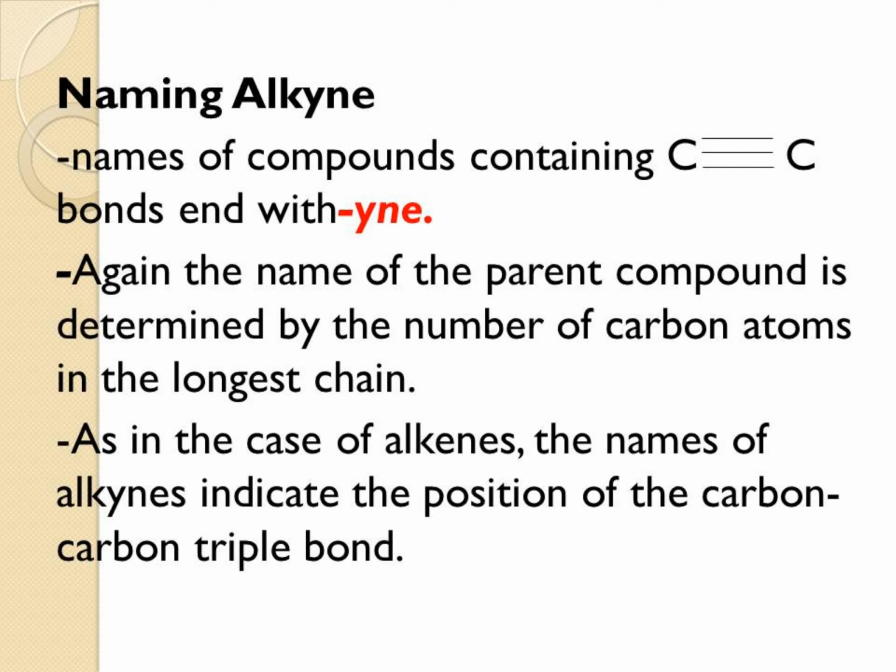So, naming alkynes. Names of compounds containing carbon-to-carbon triple bonds end with -yne. Again, the name of the parent compound is determined by the number of carbon atoms in the longest chain. As in the case of alkenes, the names of alkynes indicate the position of the carbon-to-carbon triple bond.